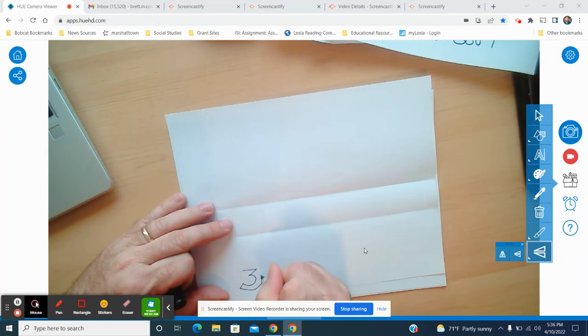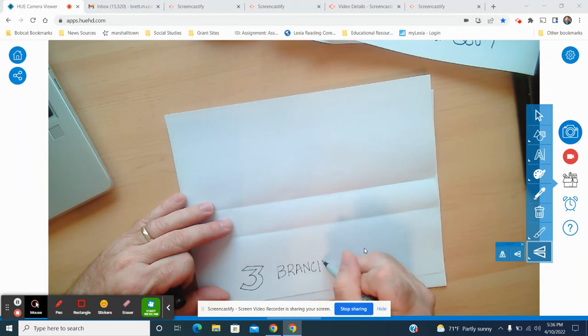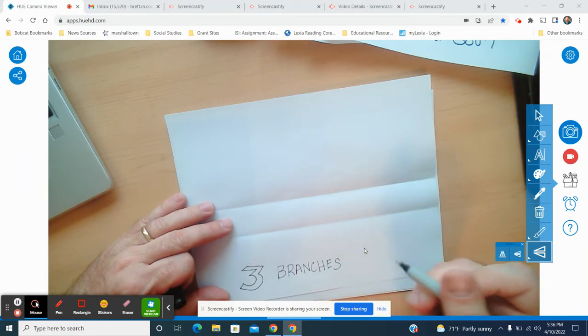And we're going to label a big old fat 3. I don't mean to shame anybody. It's just I want to make sure we do a big 3, because I want to emphasize that term 3. Because sometimes people forget how many branches of government we have.